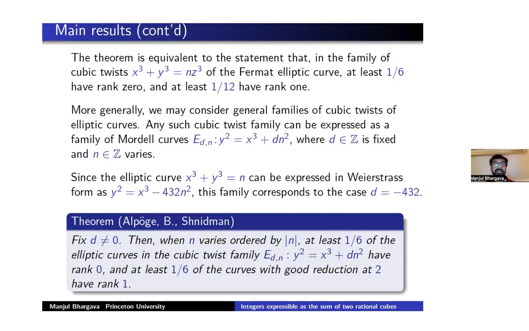And if you let d equals minus 432, then that implies the statement about the integers that are the sum of 2 cubes. That's because half of them have good reduction at 2 and half of them don't. Exactly, right. So when d is negative 432, exactly half have good reduction at 2, and then we prove that at least 1/6 of those have rank 1. That's right.